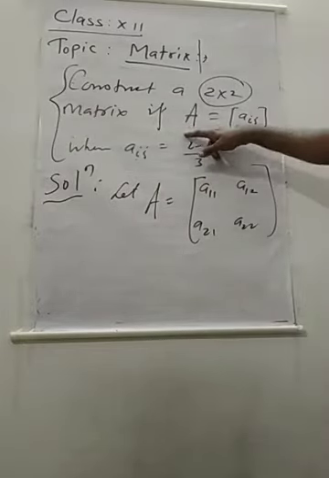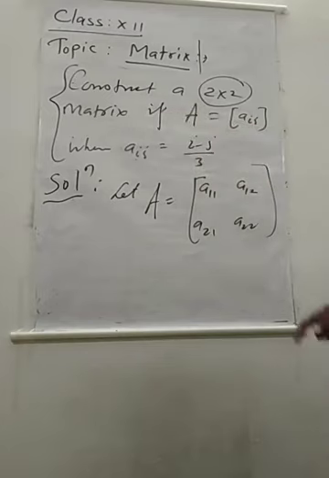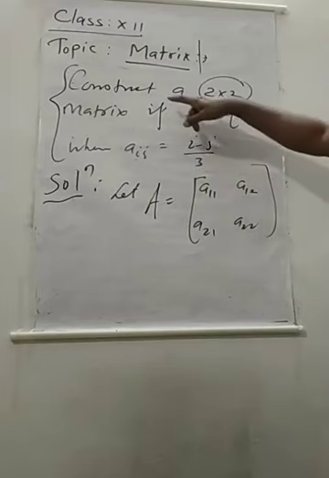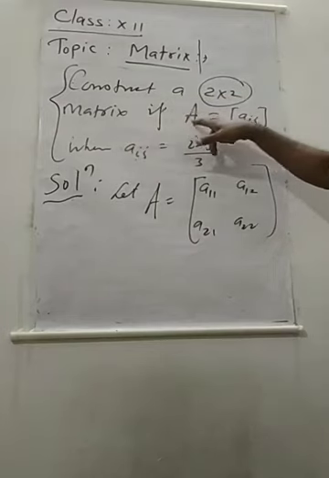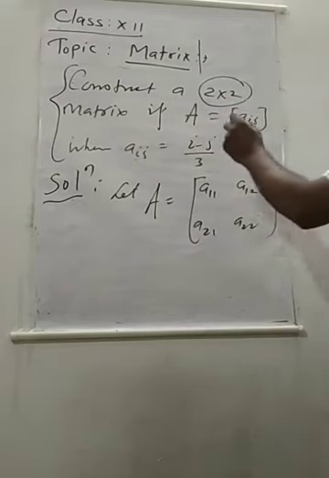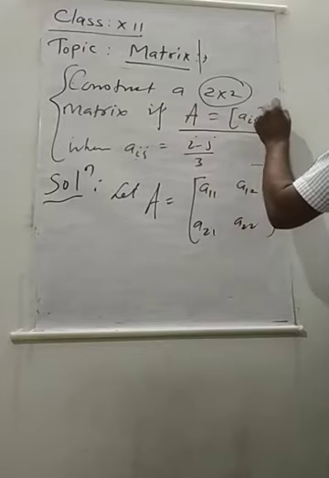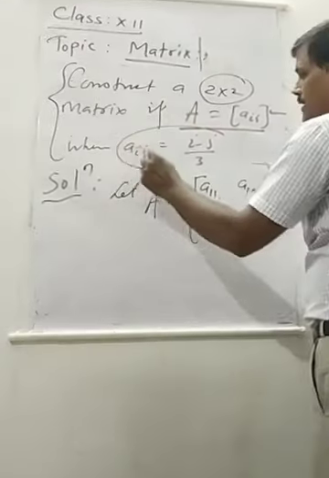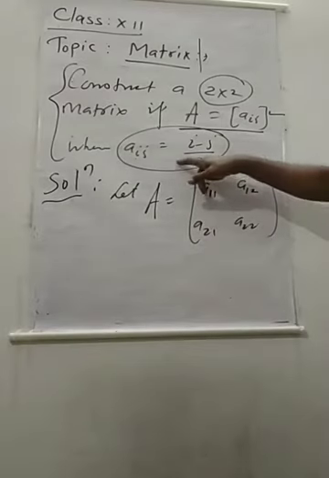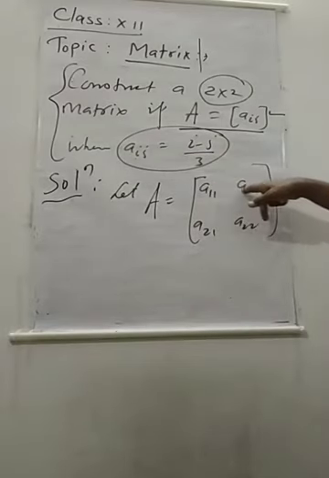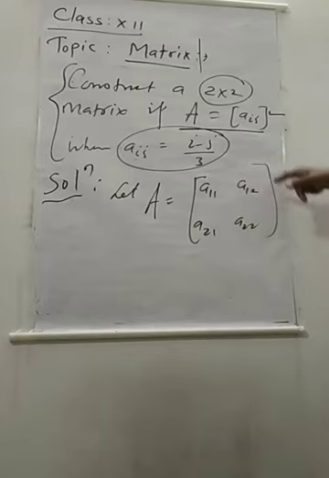Such types of questions are many more in the book also, in the first exercise, which you will do today. So the question is again, construct a 2 by 2 matrix where the definition of the elements is given in this way. This is the definition of the element. Now this definition will help you find all these symbolic elements.